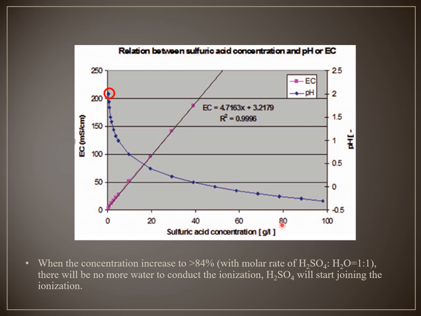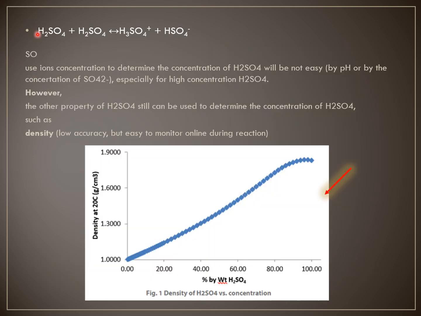Coming to the higher concentration stage, when the concentration increases to more than 84%, at this stage the molar ratio of sulfuric acid to water is equal to 1. If the concentration increases higher than this, there will be no more water to join the ionization with the sulfuric acid. The residual sulfuric acid will become the major component that joins the ionization, so it will conduct a reaction like this.